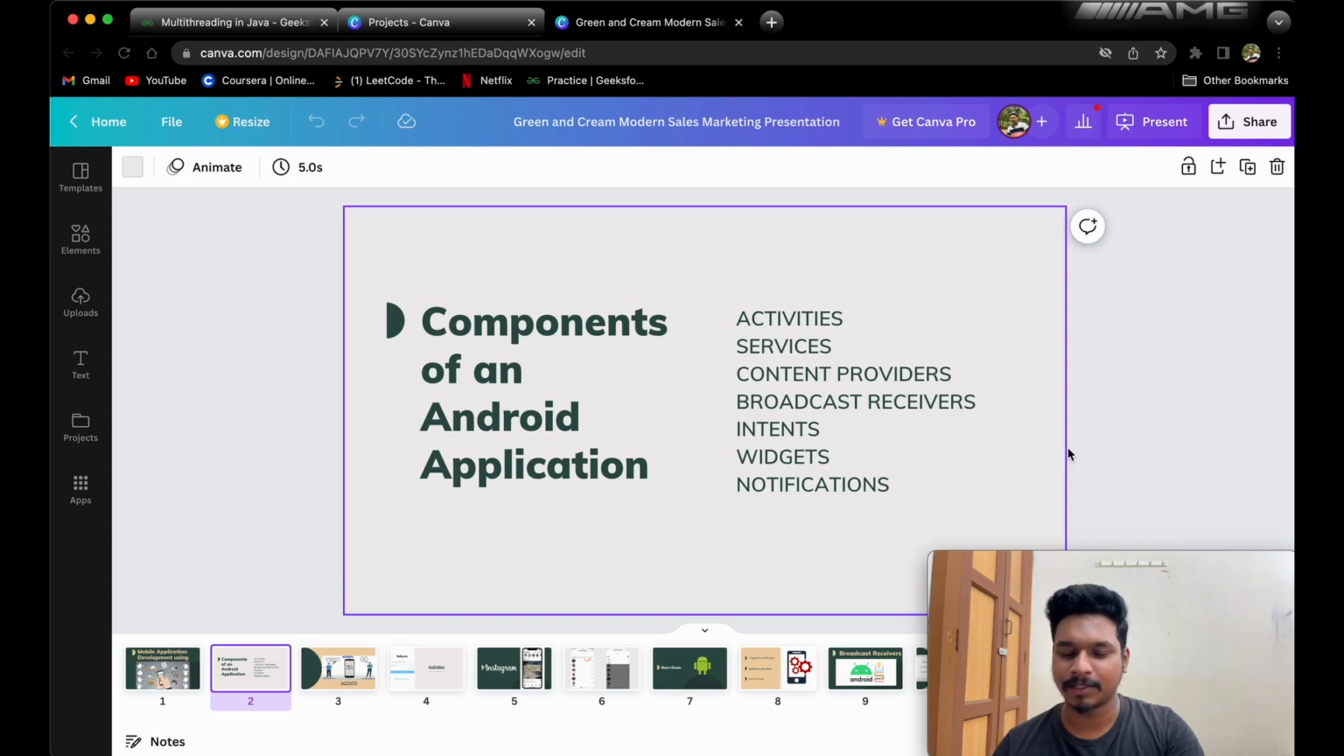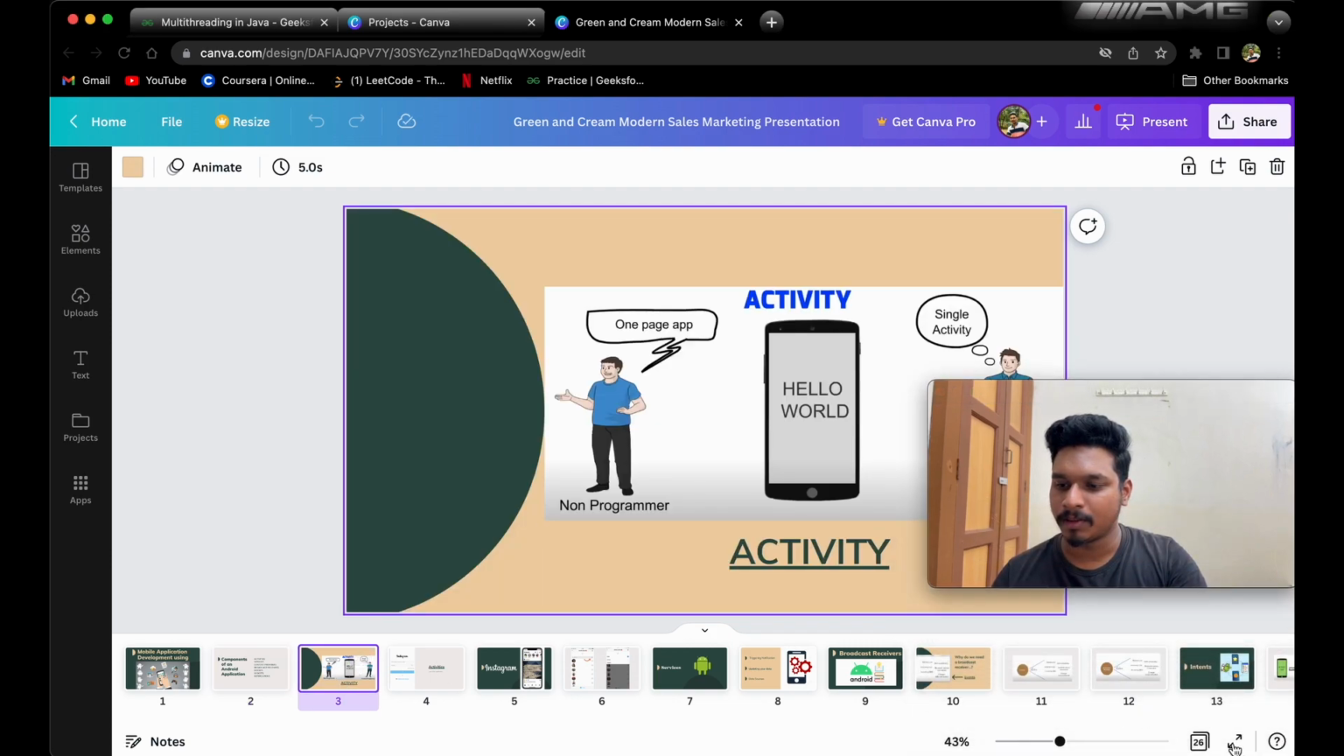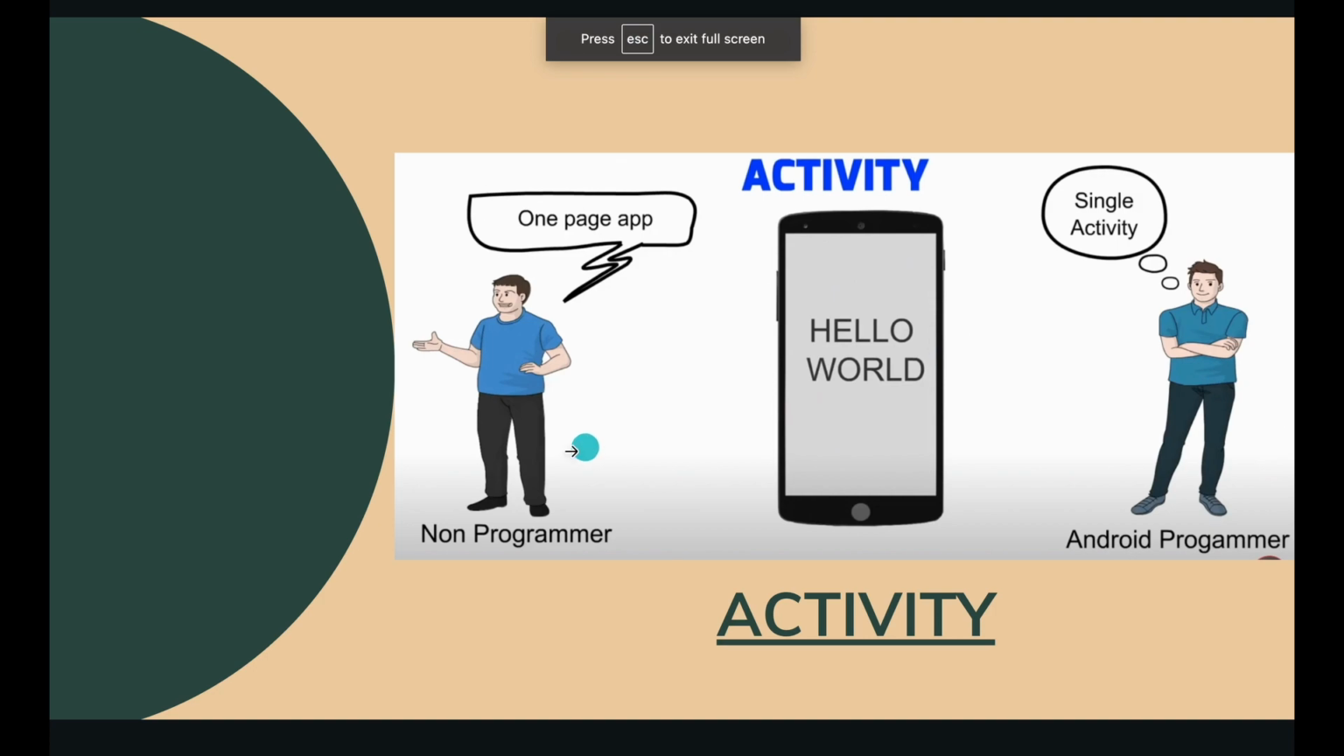I'm here to explain in this video about intents in Android development. Before going to intent, let's learn what is activity, then we'll go to what is intent. Basically, an activity is nothing but a page for the user. A non-programmer says one page, one page application. As a programmer, we say single activity. One page is called an activity, and multiple pages together contain an application. So let's see in detail.